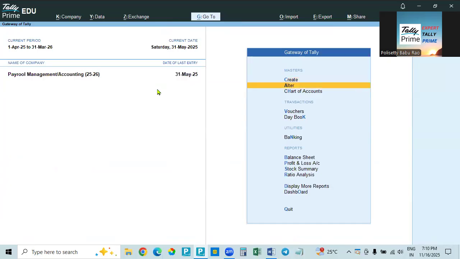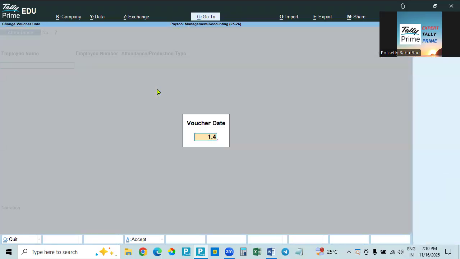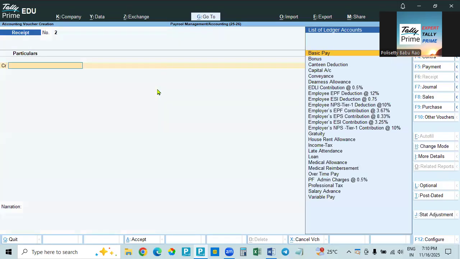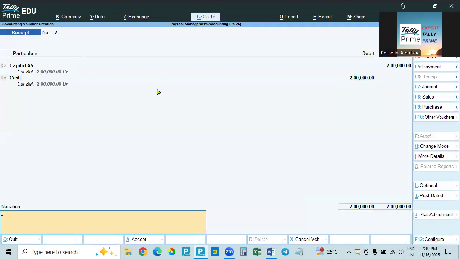Okay, so we go to the voucher. On 1st April, capital is received, so capital account is credited. Already it is an existing company, so we don't have any money. Additional capital can also be contributed; it does not mean only a new company has capital introduced. Existing companies also contribute capital if no amount is there. For example, 2 lakhs capital is contributed in cash, capital brought into business.